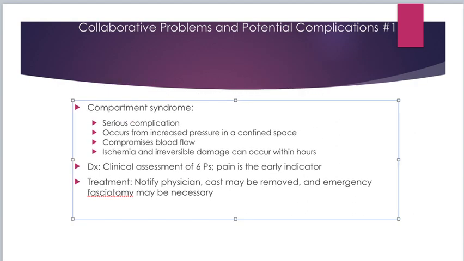Complications, compartment syndrome. It is a serious complication. It occurs from increased pressure in a confined space that compromises blood flow. Ischemia and irreversible damage can happen within hours. So that is why we have to do that clinical assessment of the 6 Ps. And pain that is unrelieved by analgesia is a classic symptom of compartment syndrome. So we have to notify the healthcare provider, and we may need to remove whatever type of casting device is on and do emergency surgery to relieve the pressure in that fascia.